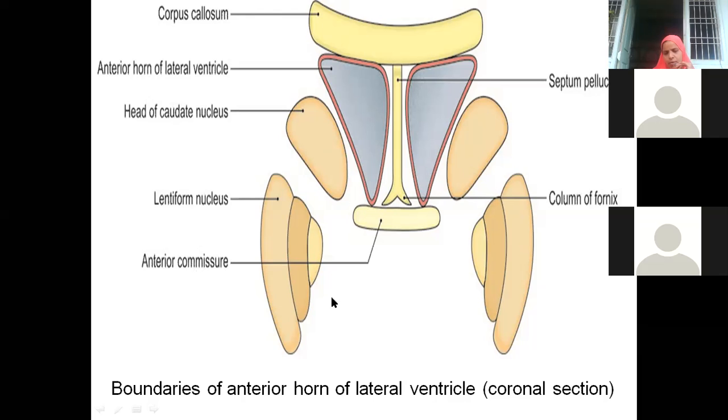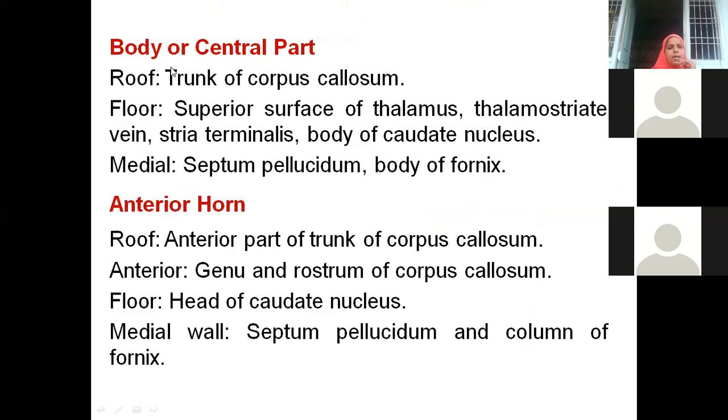Here it is. Are you able to see the picture? We are not talking about the anterior horn here, that is the anterior commissure. Again, the same thing whatever we have read, so it is written here. Roof is the anterior part of the trunk of corpus callosum, anteriorly the genu and rostrum of corpus callosum. Floor is the head of the caudate nucleus, medial wall, septum pellucidum and column of fornix.